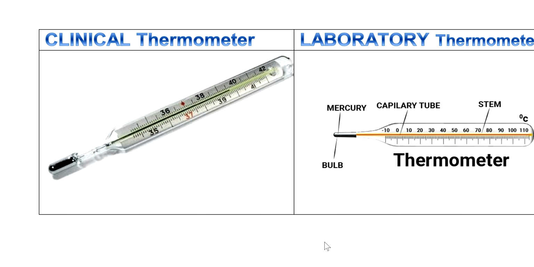So if you see here, mercury is used to show less range but more sensitivity, and here alcohol is being used to show more range but less sensitivity. So from these two pictures you also remember that range and sensitivity are inversely proportional. If you decrease range, sensitivity will increase. If you increase range, sensitivity will decrease.